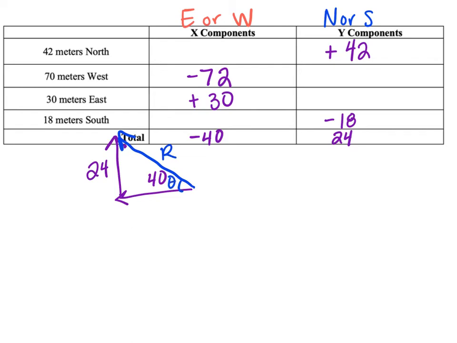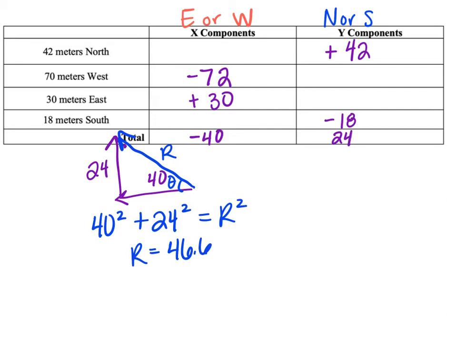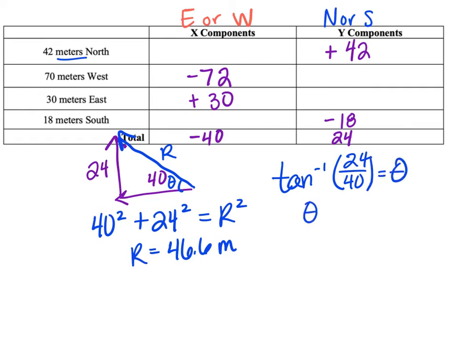So to find your magnitude, it's going to be the Pythagorean theorem: 40 squared plus 24 squared equals r squared. You're going to solve all of that, and you're ultimately going to end up with an r value of 46.6. So that is your magnitude. Your units up in the chart were in meters, so the units here are meters. Then the first part of your direction is the angle. So you're going to use inverse tan, and the opposite side of 24 divided by your adjacent side of 40 will give you your angle. And when you type that in the calculator, you should end up with 31 degrees.